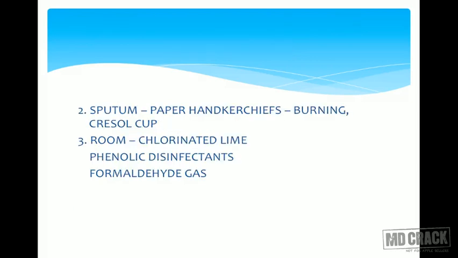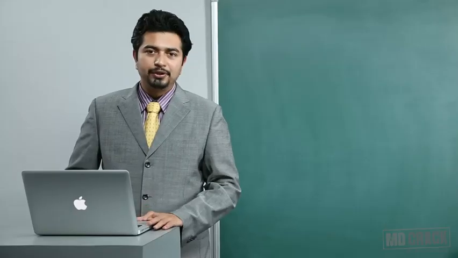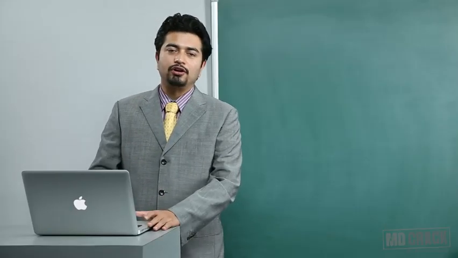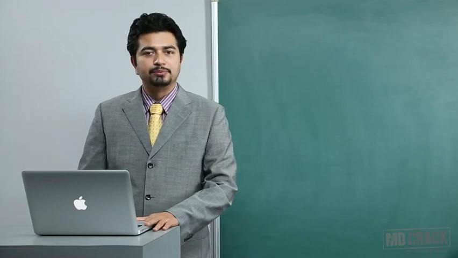Sputum, very important, is a lot of times asked with tuberculosis. Sputum is disinfected by coughing into paper handkerchiefs and either burning those paper handkerchiefs or directly collecting the sputum into a cresol cup. A cresol cup is nothing but a cup with some cresol. So collecting the cough into the cresol cup or collecting it on a paper handkerchief and then burning the paper handkerchief. So this is how we disinfect sputum. Remember, because tuberculosis has cough, has sputum, this really acquires importance.